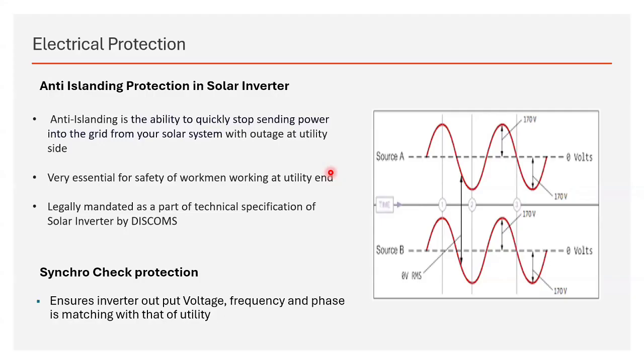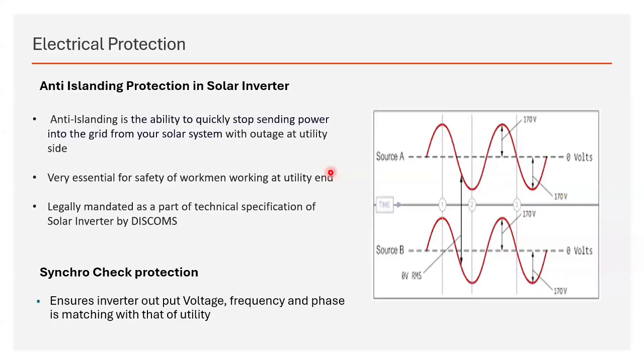That means when the utility power supply is cut off or not available, the solar inverter should immediately stop pushing power to the utility. It is legally mandated by the distribution companies, as part of the technical specification, that a solar inverter should have an anti-islanding facility. That means when the utility power supply is not available, it should not push any power to the utility. And the last one is synchro check protection.